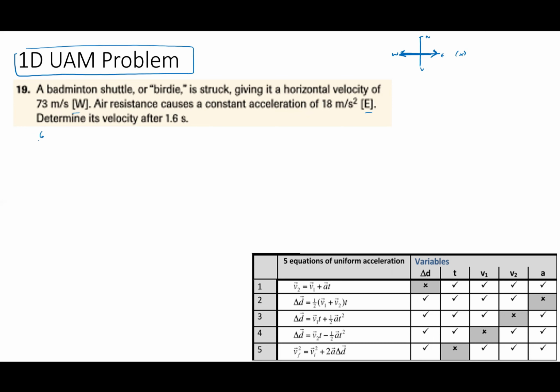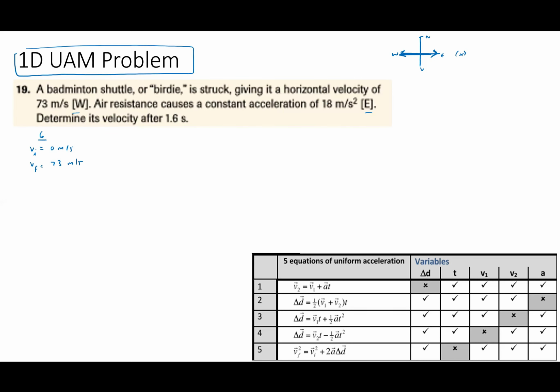And let's model this by looking at the graph method. So we're given here that the velocity of the birdie initially is 0 meters per second, because it says that a badminton shuttle or birdie is struck, giving it a horizontal velocity of 73 meters per second. Initially, before it's struck, we could say that it's at rest, okay? So the final velocity here seems to be 73 meters per second.